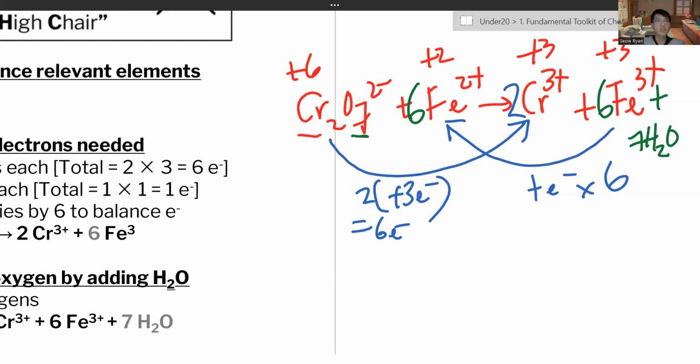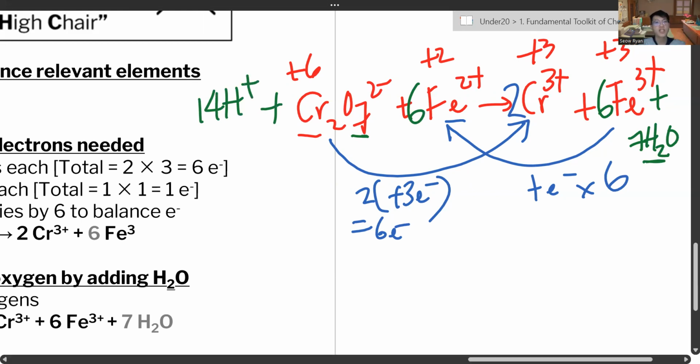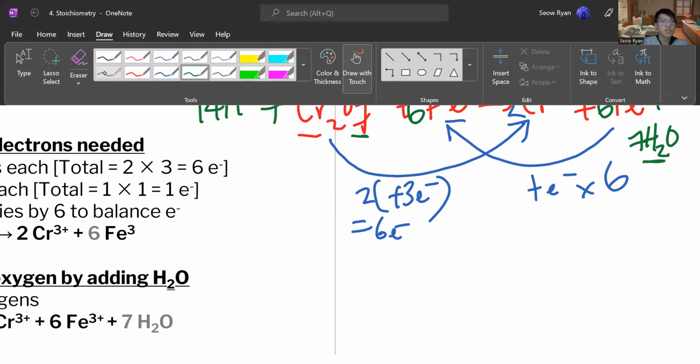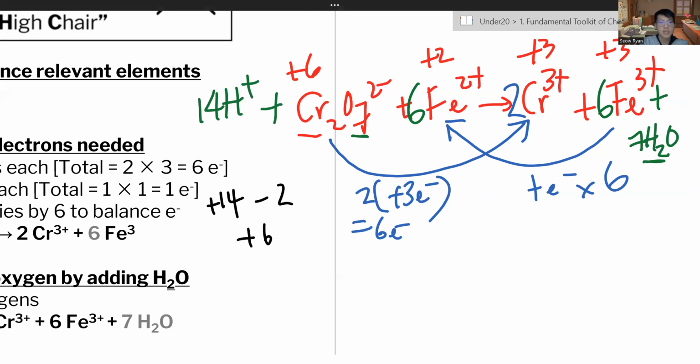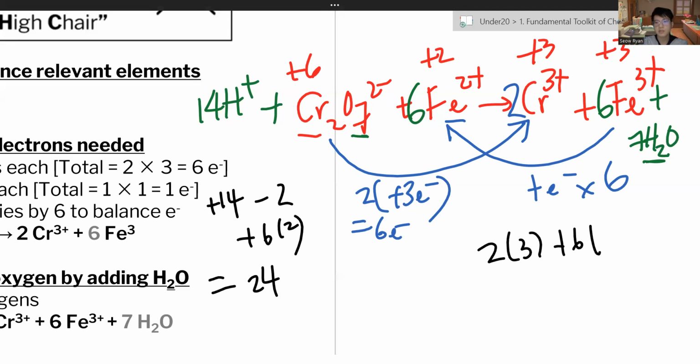Okay, now we introduce hydrogens here, right? On the left-hand side, there's no hydrogen in the first place. But because we added water, now this equation must have hydrogen. So there are 14 hydrogens here. So let's add 14H plus. So that's H. Charges, we can check, right? To check the charges, we have plus 14 here, and then minus 2, and plus 6 times 2, which is 12. Plus 12 is 24. And then on the right now, we have 2 times 3 plus 6 times 3, which is 6 plus 18 is 24. So the charges are balanced. So we have balanced the equation already.